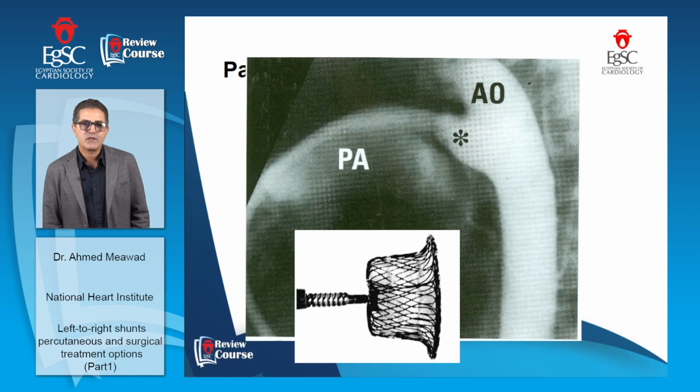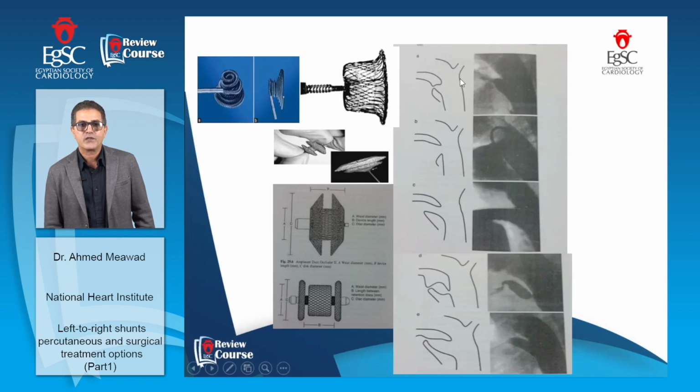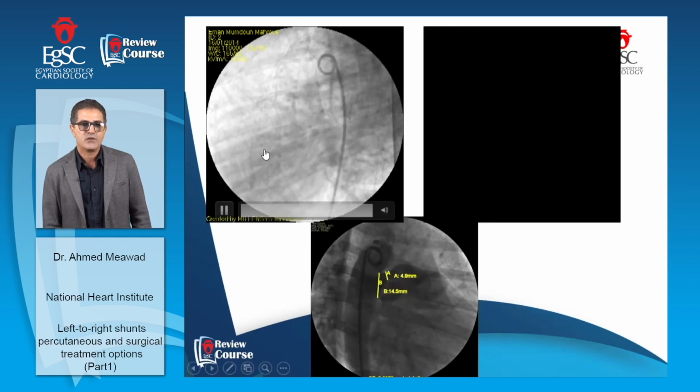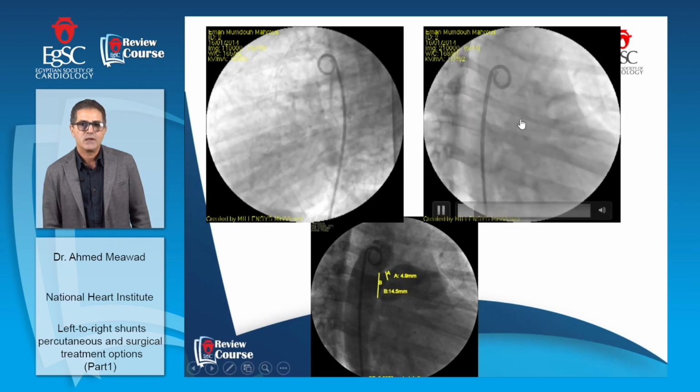This is the PDA. The most common type is conical shaped. The PDA device is also specifically designed to adapt to the shape of the PDA. According to the shape of the PDA, we can choose the device. In the cone-shaped PDA, we can use the ADO1 or PFM coil, and in the window shape, we can use ASD or VSD devices, and for the tubular shaped PDA, we can use the vascular plug or the ADO2. We evaluate the PDA in the angiogram in lateral projection and in the RAO.